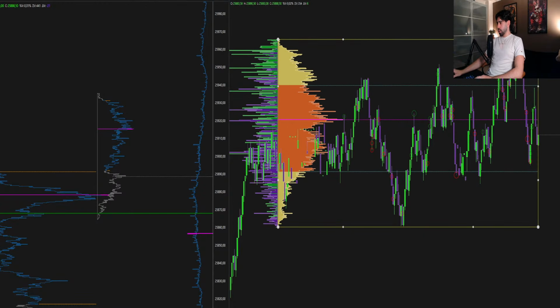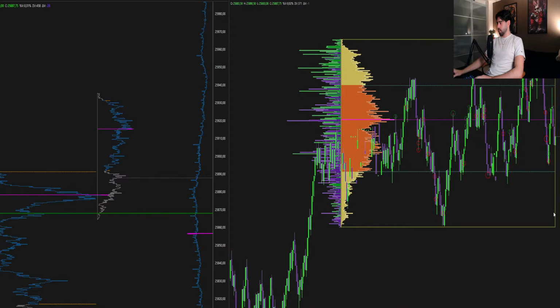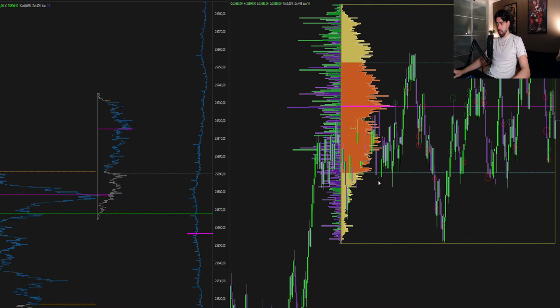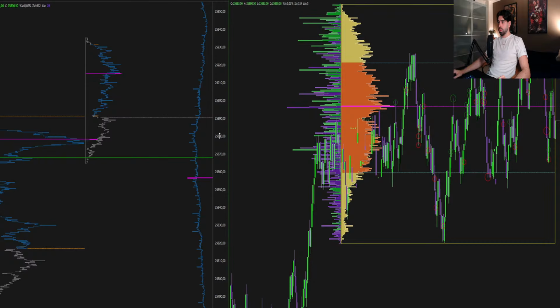Maybe I can see if I can play the range. They are holding previous session POC and composite POC. Yeah, looks like it.